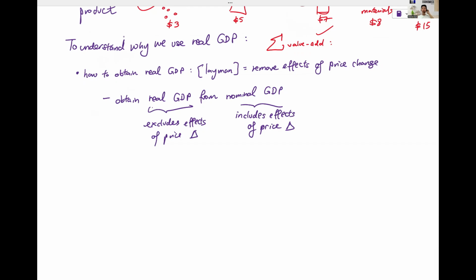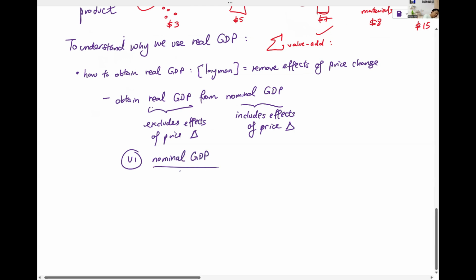Okay, so you want to remove the effects of price change. And how do you remove the effects of price change? Okay, first, version 1: you just take nominal GDP divided by price level. Nominal over price level gives you real GDP, but I can tell you this is hardly used. We hardly ever use it. In the real world, you can use this.